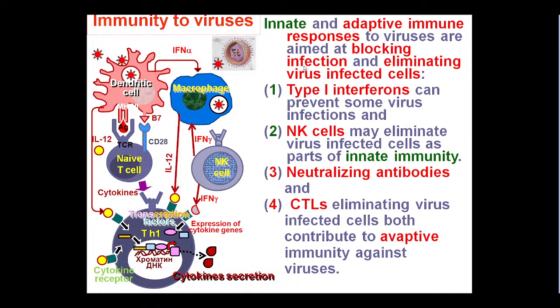So, protective mechanisms involve secretion of type 1 interferons and activation of the natural killer cells. Both these things are parts of the innate immunity. Immunity to viruses also consists of the synthesis of neutralizing antibodies. This process is not shown here. And formation of cytotoxic lymphocytes that eliminate virus-infected cells.